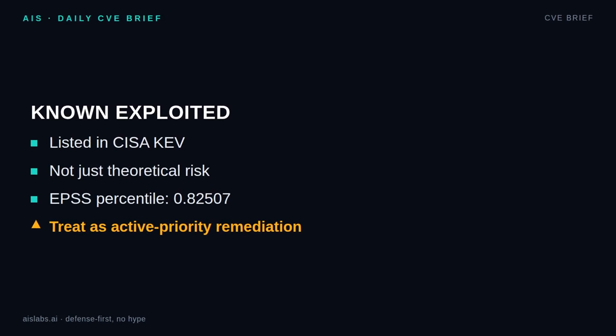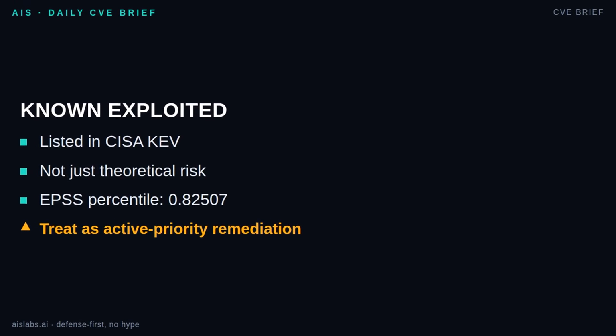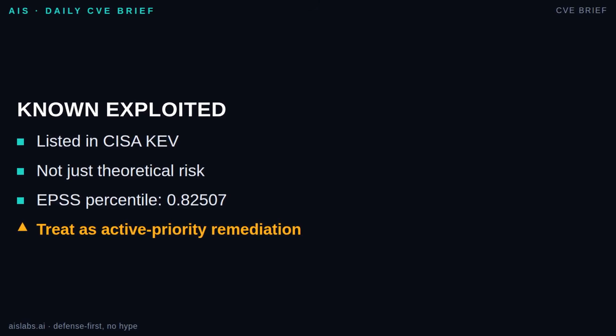The reason this CVE ranks so high today is not just the perfect score. CISA lists CVE-2026-34908 in the Known Exploited Vulnerabilities catalog. KEV status is a major real-world signal because it means exploitation has been observed, not merely predicted from a lab scenario. The EPSS percentile is also elevated at 0.82507, which places it high relative to other vulnerabilities in exploit likelihood ranking.